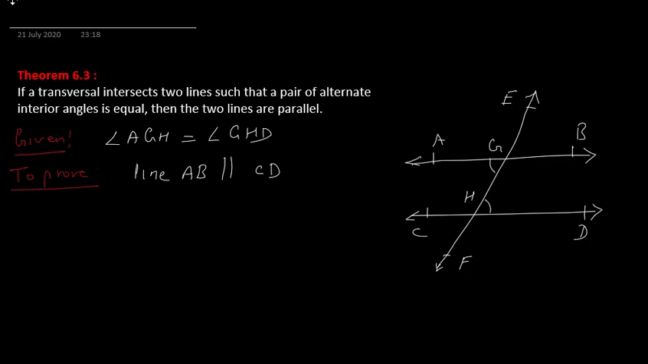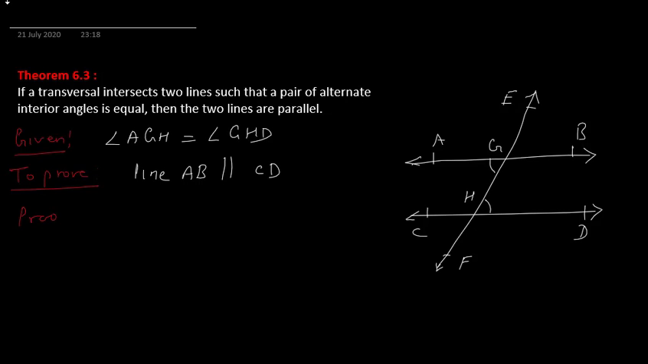Now I hope you know axiom 6.4, which is the converse of the corresponding angle axiom. That is, if corresponding angles are equal, then the lines are parallel. Okay, so that is an axiom, so we consider that as true. So let us use that. It means you have to prove from here that corresponding angles are equal. So let us see how we do that.